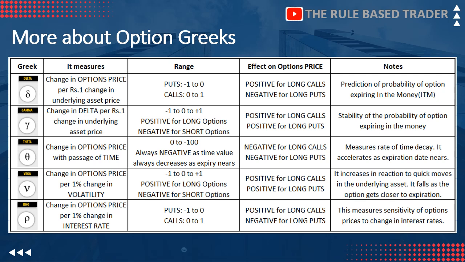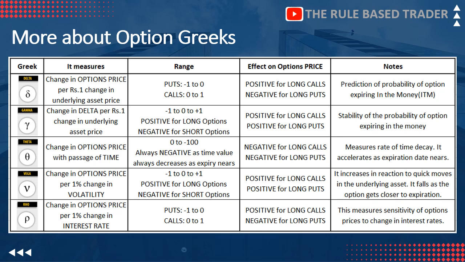The next option Greek is vega. It measures the change in options price per 1% change in volatility. It typically ranges from -1 to 0 to +1. It's always positive for long options and negative for short options. It can also be said as the vega increases in reaction to quick moves in the underlying asset. It falls as the option gets closer to the expiration.